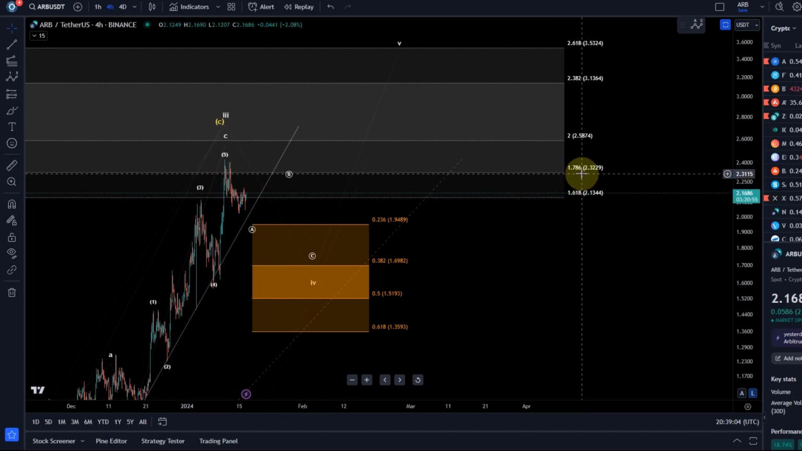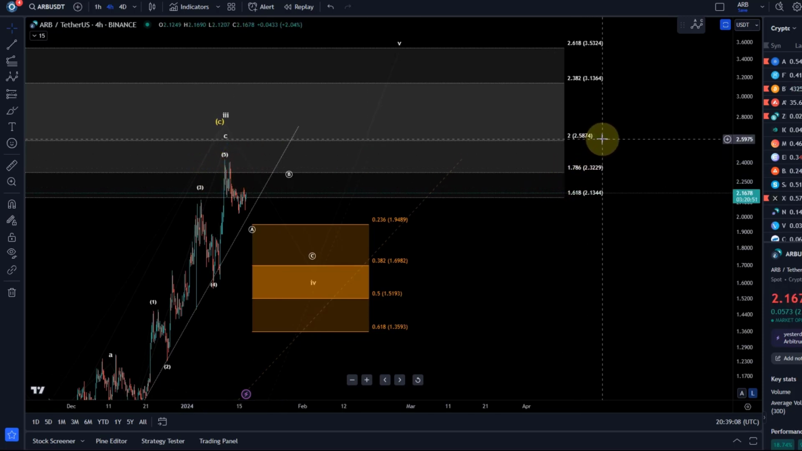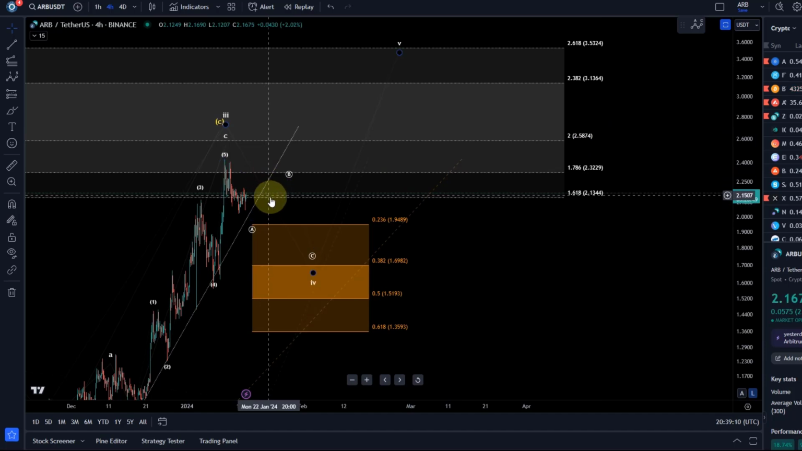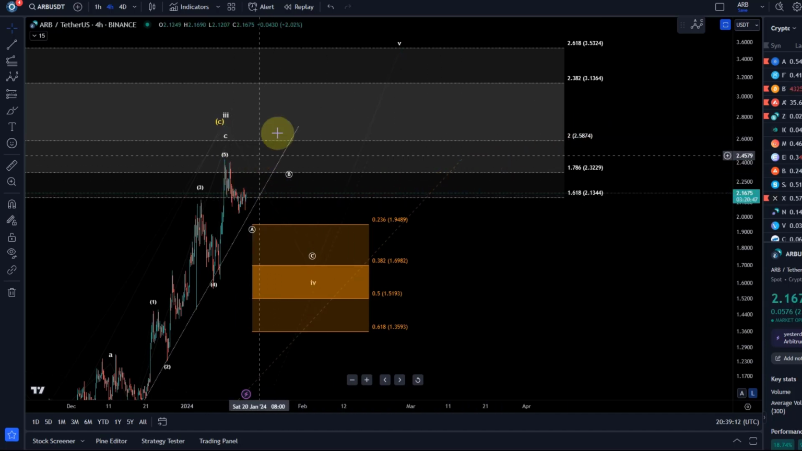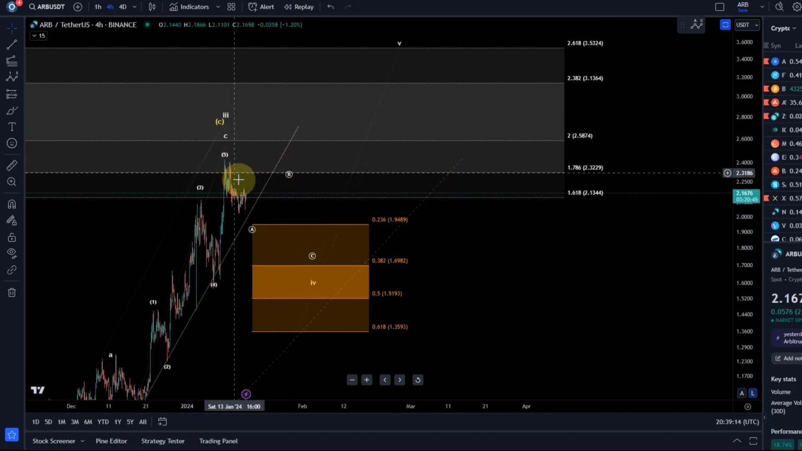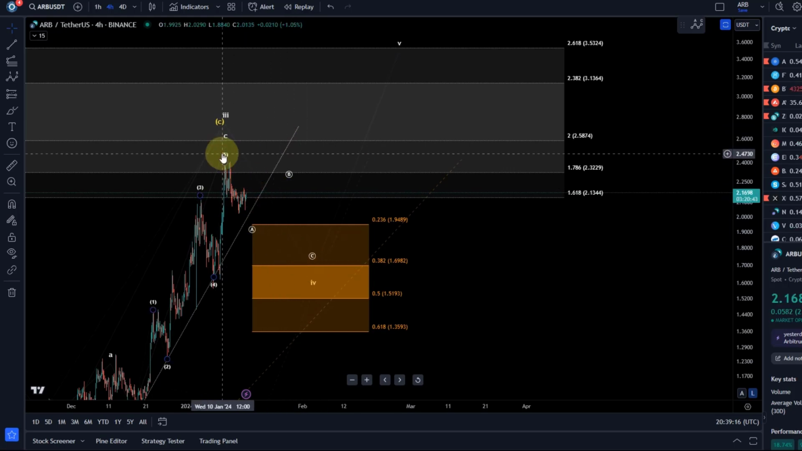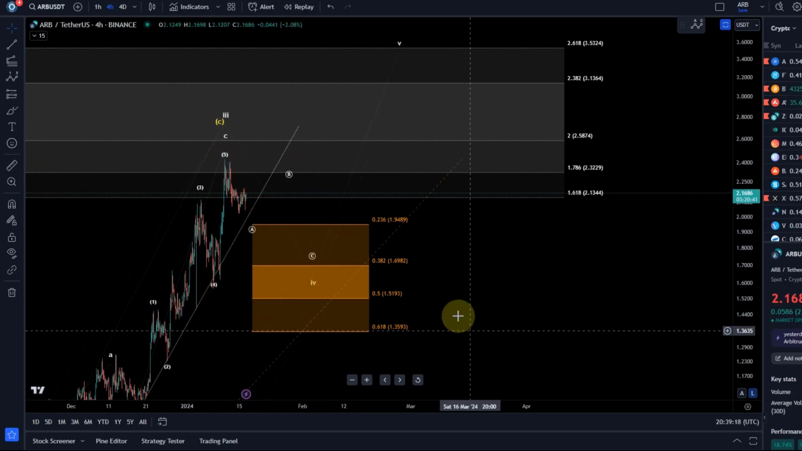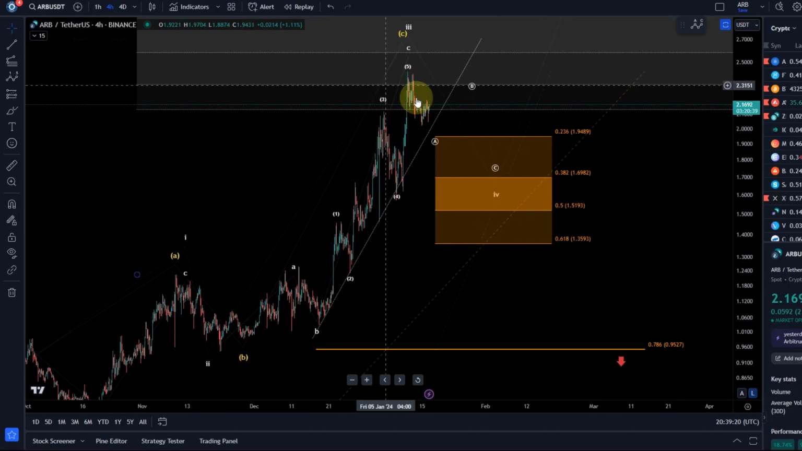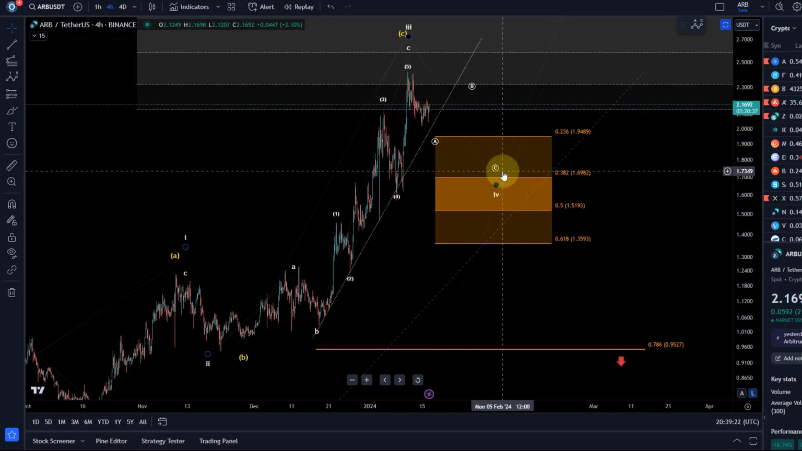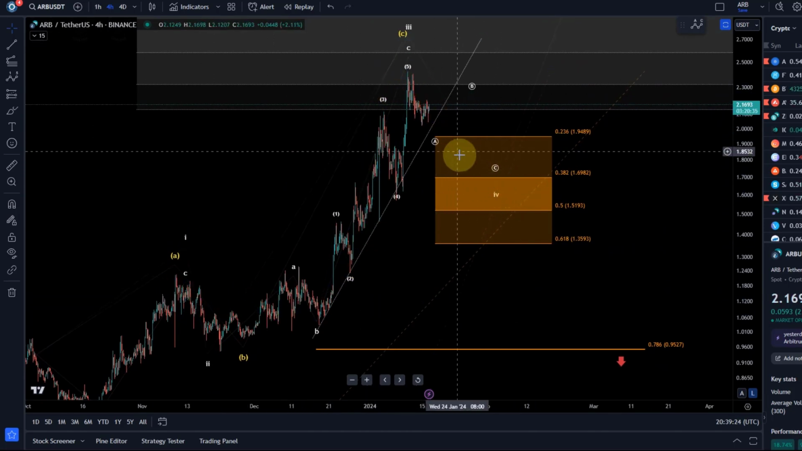Then we had $2.32, which it reacted to. The next one would be $2.58. And we should get there either with one more high here in the third wave or after wave 4 has finished. But hey, I need to see that break below the trend line, okay? If this is the main wave 4, it should take a little longer anyway.